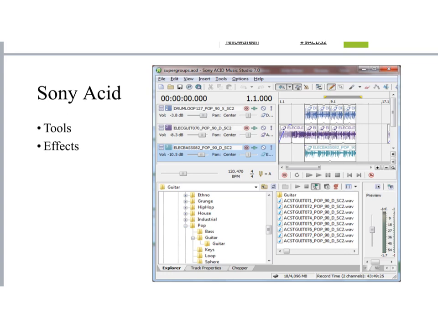We briefly had a look at Sony Acid as well, where we created some excellent songs. Again, just be aware of the sort of tools that we used and the different effects. Think about the word pan, and how we would maybe pan this. Did we use any fade-ins, etc.?